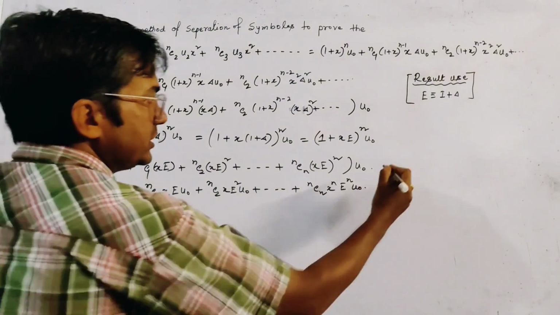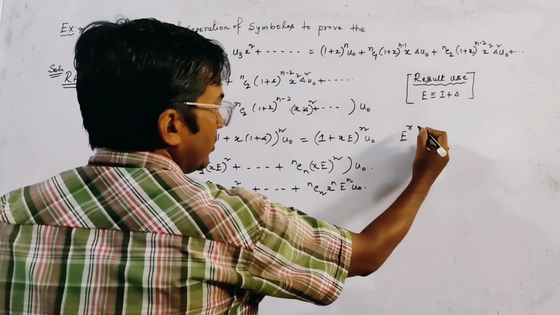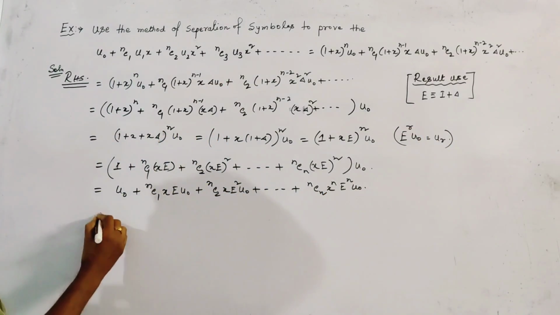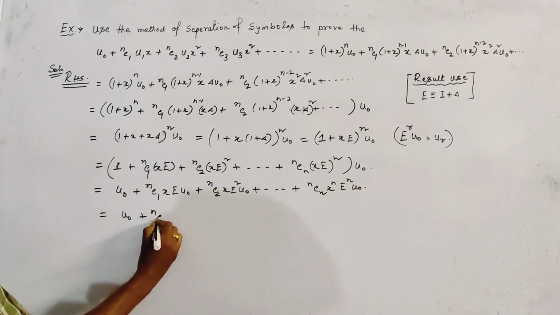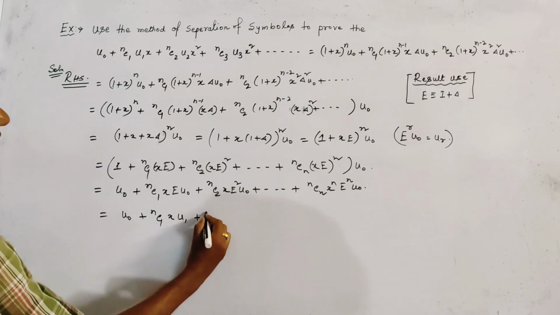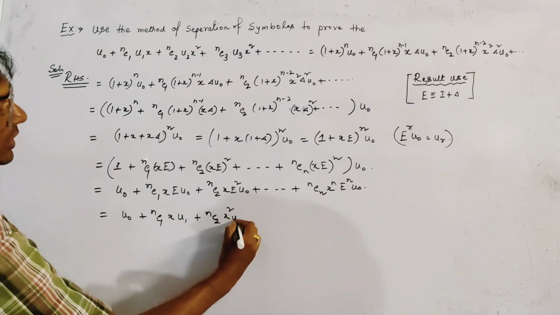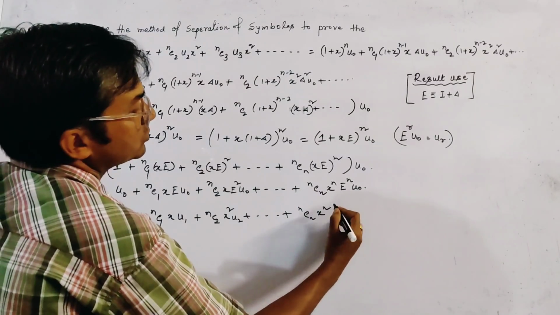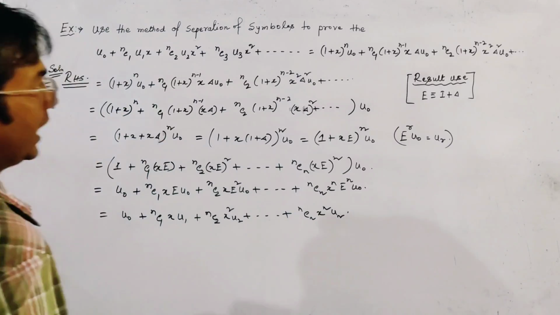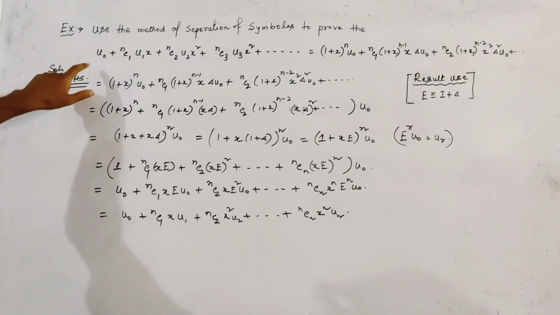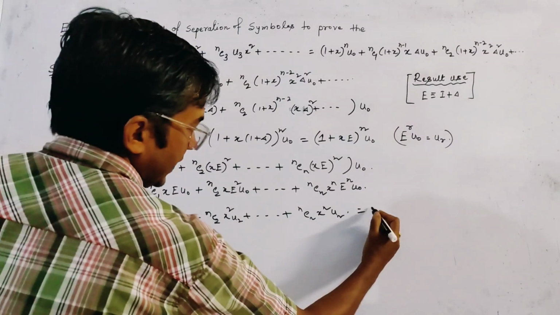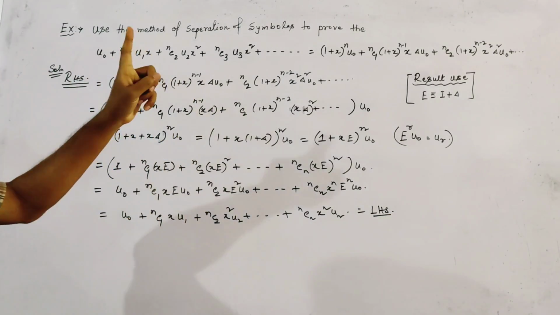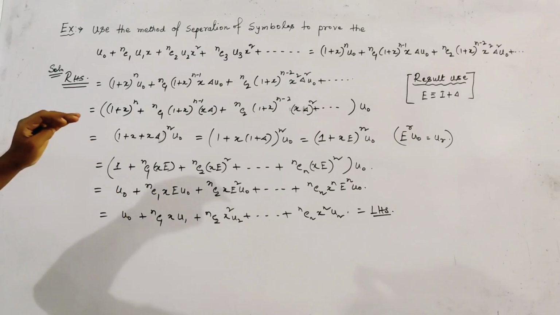Okay, and using the result E^r u0 = ur, we write this as u0 plus nC1 x u1 plus nC2 x² u2 and so on, up to nCn x^n un. And clearly this is the left hand side as given, and this is LHS. This is a very simple proof using the separation of symbols. Now we go to the second proof.